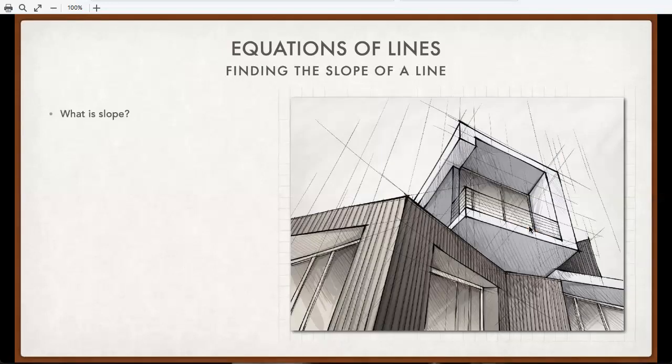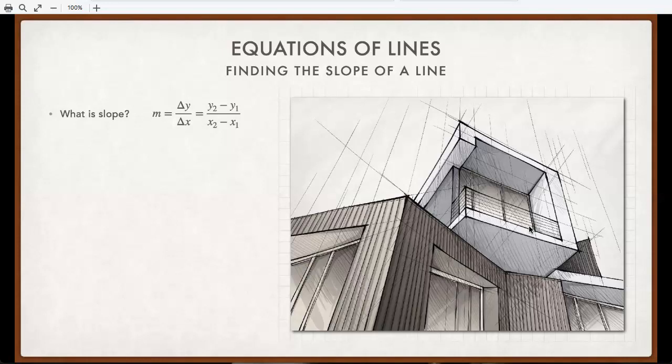Now, to go in the other direction, to go from a line that we see on a graph to finding the equation of it, we'll need to find the slope of the line. And we'll also need to find the y-intercept. But the slope is a bit more complicated, so we'll talk about that first. First, we need to understand what slope is.